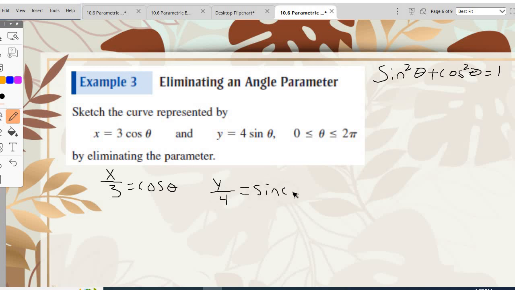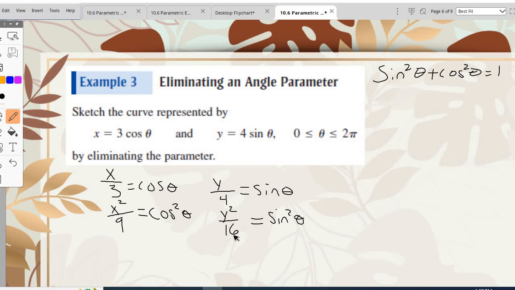Okay. Well, now I need a squared instead. So what do I get if I square both sides? This becomes cosine squared. And then what do I get if I square the left side? X squared over 9. So then what do I get if I square both sides of my second one? Y squared over 16. Yeah.